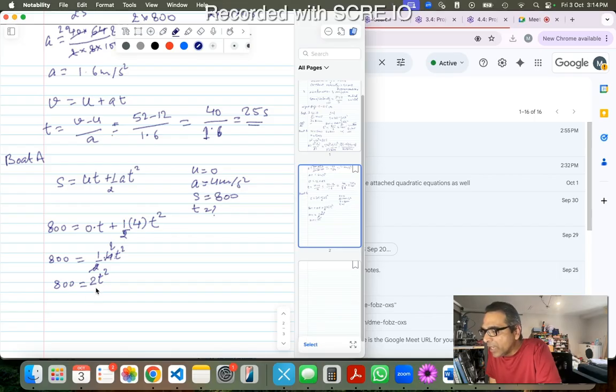Okay. So now I'm just flipping it up for ease. 2t square equals 800. Now this 2 is in the product. If we change the side, it will become the denominator, right? So t square is equal to 800 over 2, which equals 400, right?